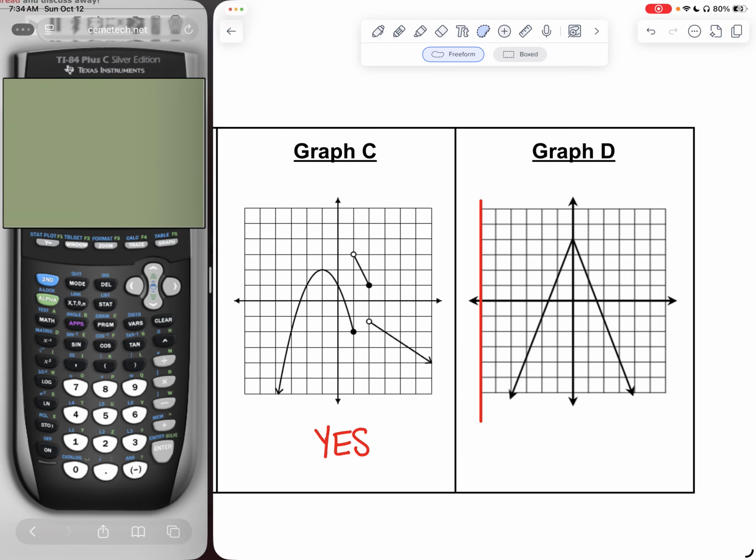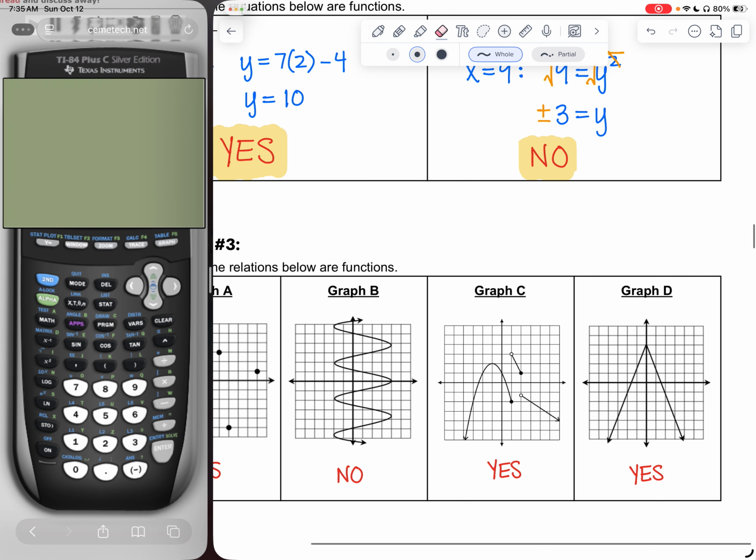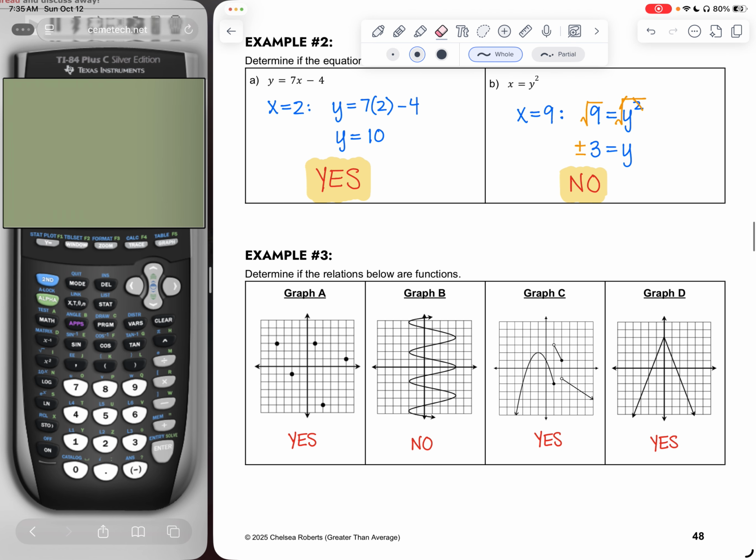So now let's look at graph D, the same thing, taking from left to right. It's only hitting one time each time. So as you can see, this last graph is actually a function as well. All right. So literally that's all you do. If you don't want to have to keep drawing a whole bunch of vertical lines, you can use your pencil or your pen and just put it straight up and down and just scan it like I did with that line from left to right.